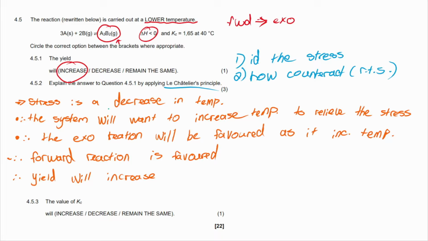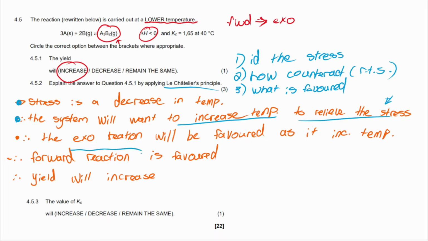So if we have a look here, we identify the stress, it's a decrease in temperature. Bullet point 2, we're saying how we're going to counteract by increasing the temperature. Why? To relieve the stress. This is important. Relieve the stress, you need that. Okay, bullet point 3, we say what is favored. So how are we going to counteract that? By doing what? So the exothermic reaction is favored because it increases temperature. Okay, and then now we say forward or reverse.